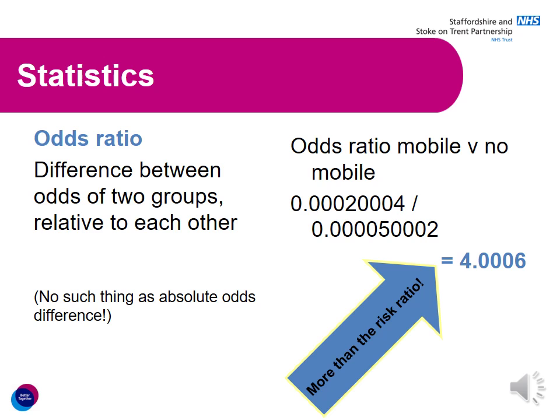So you notice that the ratio between the two odds that we've got here is 4.0006, which is similar to, but not quite the same as the risk ratio. So oftentimes you can interpret the odds ratio in a similar way to the risk ratio, but be aware that they will interpret differently, not always the same, and in some cases they can vary quite wildly.